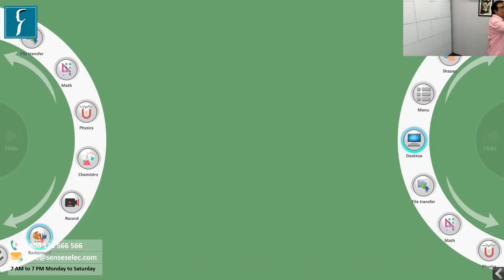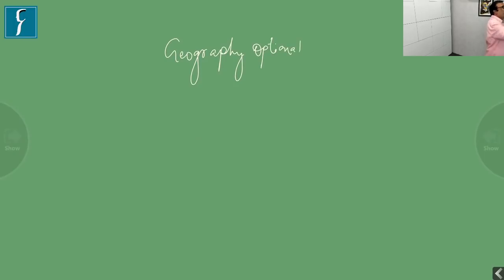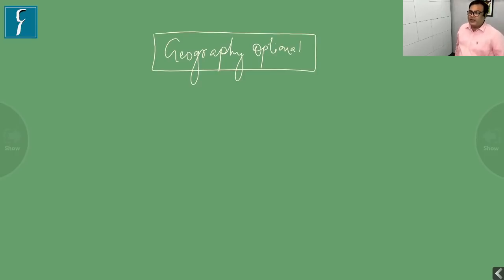So today we are going to talk about a very important area, and that is geography optional. As we know, in the IAS Mains examination it has immense weightage, and everybody is supposed to pick one optional out of the list given by the UPSC. Here we will understand the role of geography as an optional in the entire preparation.